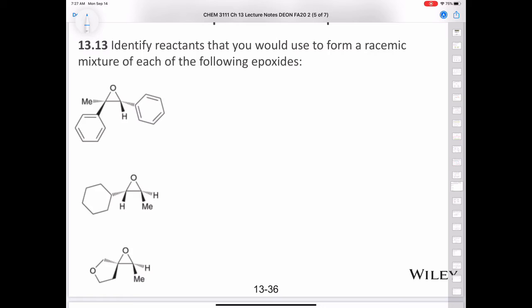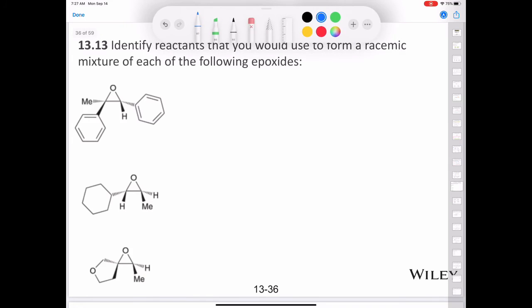13.13 says identify reactants you would use to form a racemic mixture of each of the following epoxides. Well, we see in this epoxide here that we have the two phenyl groups. So we have a phenyl group here and a phenyl group here, and they are trans to each other with respect to our oxirane. And so we're going to have to start with an alkene that has those two phenyl groups trans to each other.